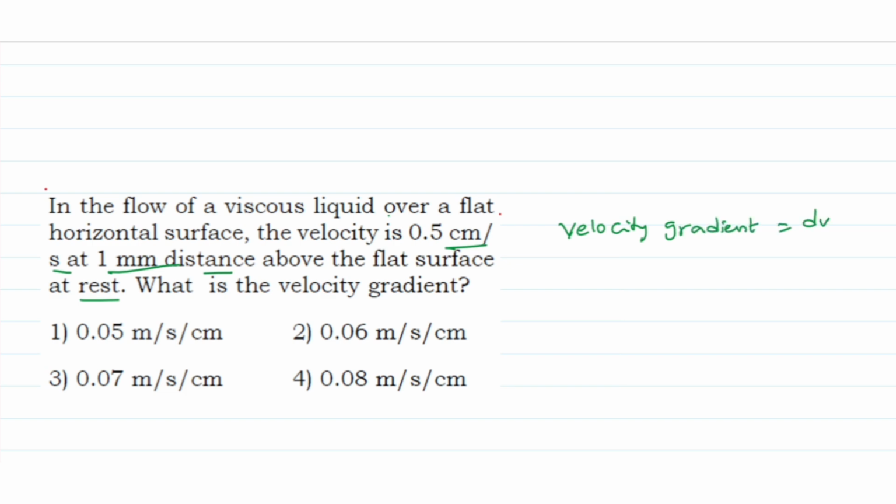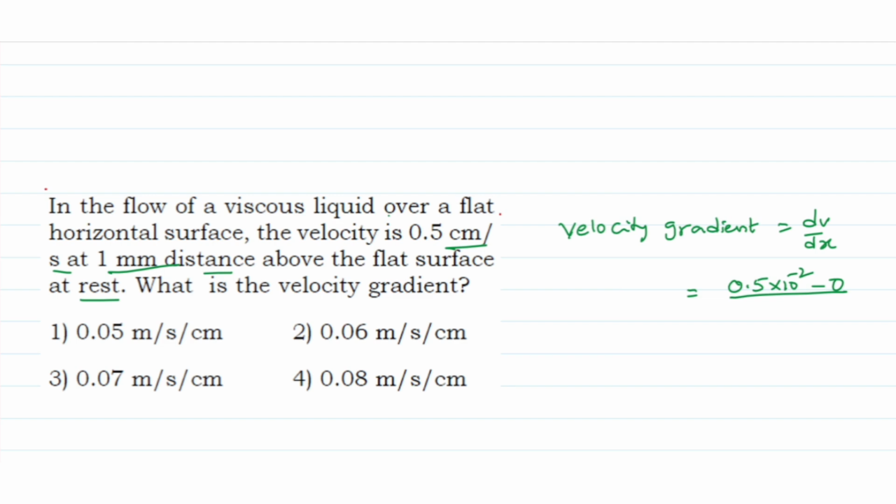velocity gradient, which is equal to dv by dx. So here above the flat surface which is at rest, you can take final velocity minus initial velocity. Here you can take the initial velocity as 0.5 centimeter per second. You have to convert 0.5 into 10 power minus 2, and the second velocity you have to consider as 0, and the thickness of the layer, it's given as 1 millimeter, is the distance given.